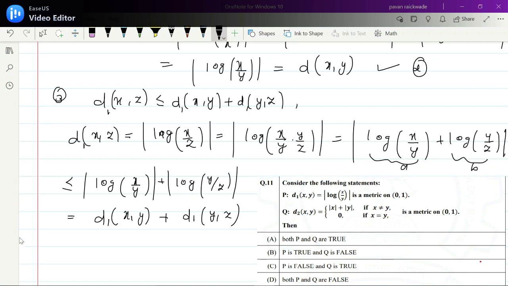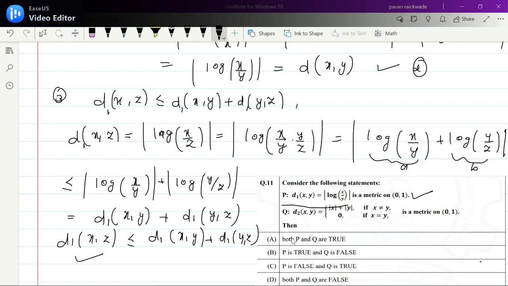So what I got is d1 at x comma z is less than or equal to d1 at x comma y plus d1 at y comma z for any arbitrary x, y, z. So I am done. All the three properties are satisfied. So this d1 is a metric. Right? This d1 is a metric on open 0, 1. So statement P is correct.